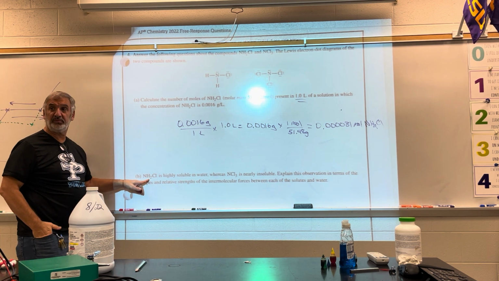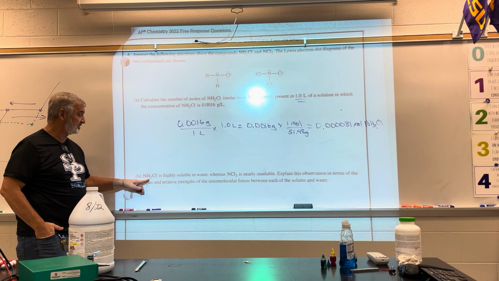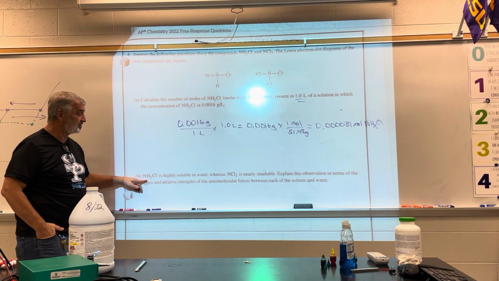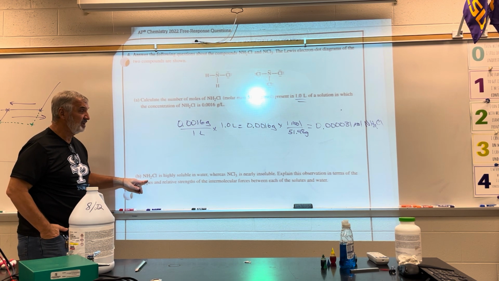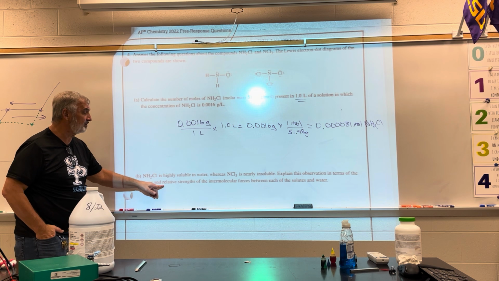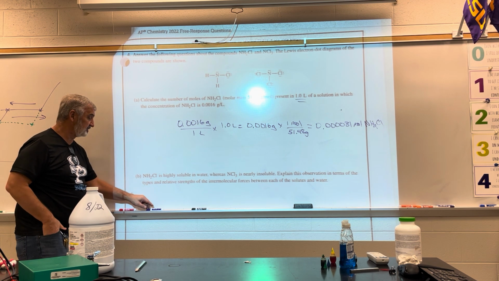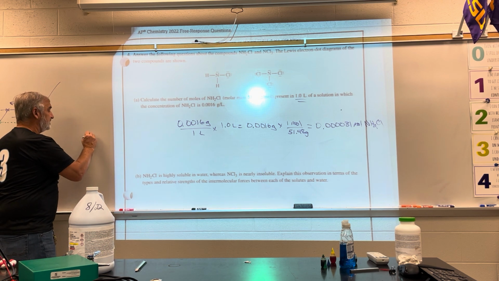And NH2Cl is highly soluble. This is understandable because it's asymmetrical. You've got a nitrogen and a chlorine, and you've got the nitrogen and hydrogens right there. So this is polar, okay? Explain that in terms of the types and relative strengths. So what types of intermolecular forces are there going to be in NH2Cl?